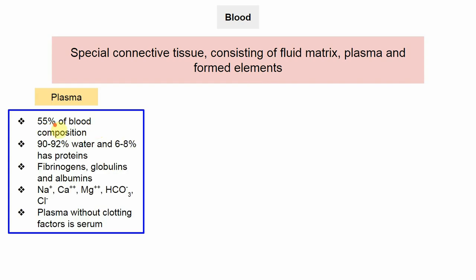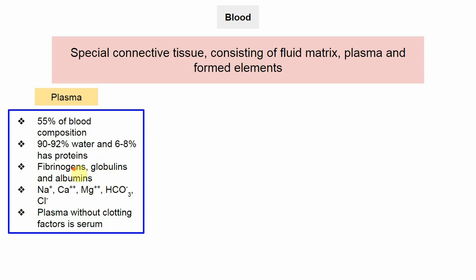So plasma makes about 55% of the blood's composition, and around 90 to 92% of plasma is made up of water, and you find that it is having only 6 to 8% of proteins. And what kind of proteins you find in the case of plasma? That is mainly the fibrinogens, globulins, and albumin.